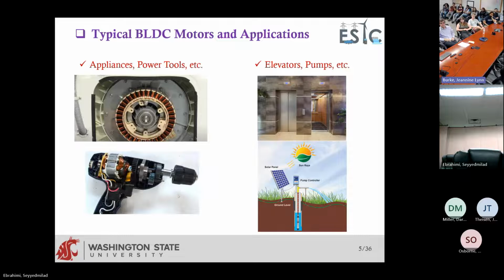They are used in appliances. This is a picture of the back of a washing machine if you just open it up. They're used in power tools, for example, a drill. It's a cutaway of a drill. They're used in elevators. They are used in pumps. Here you can have this BLDC motor that is powered by solar, and then it pumps water from underground.